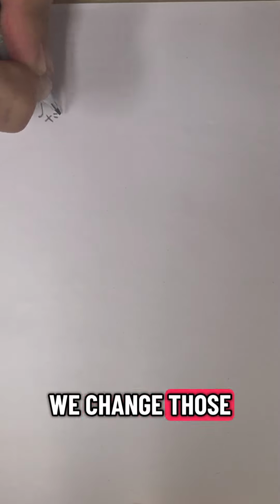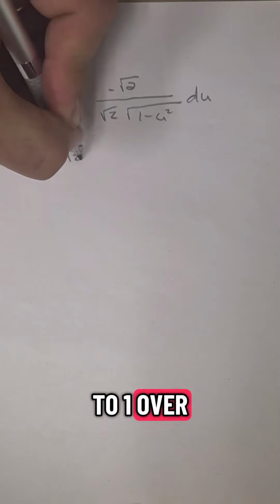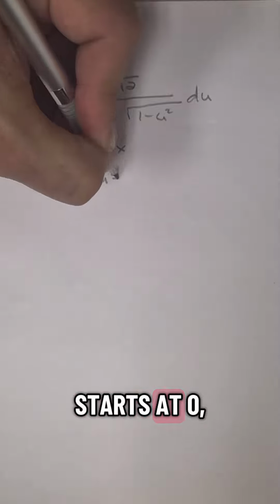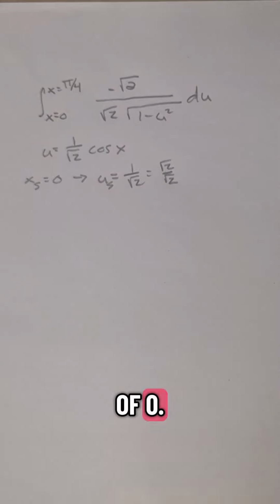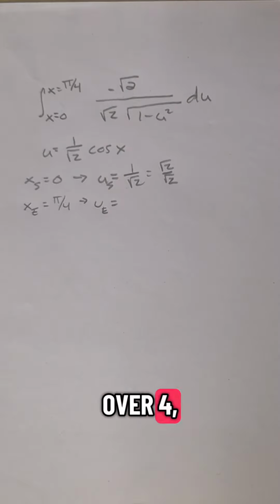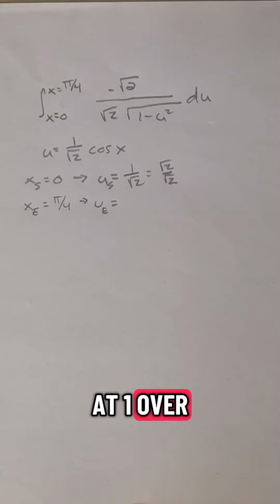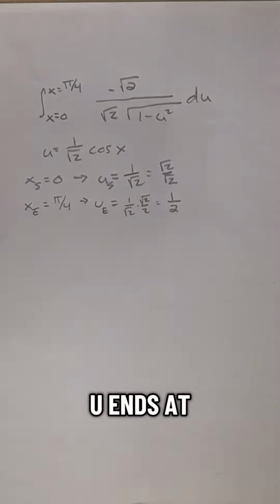So how do we change those x bounds into u bounds? Well, remember that u is equal to 1 over root 2 cosine x. So if x starts at 0, u starts at 1 over root 2 times cosine of 0, but that's just 1 over root 2, or root 2 over 2. Similarly, if x ends at pi over 4, u will end at 1 over root 2 times cosine of pi over 4, so we get u ends at 1/2.